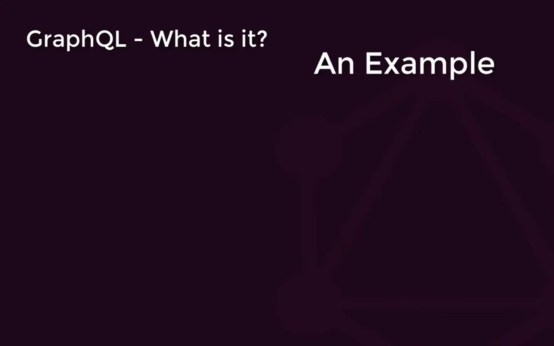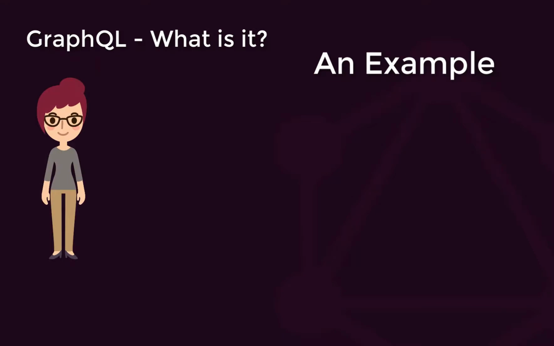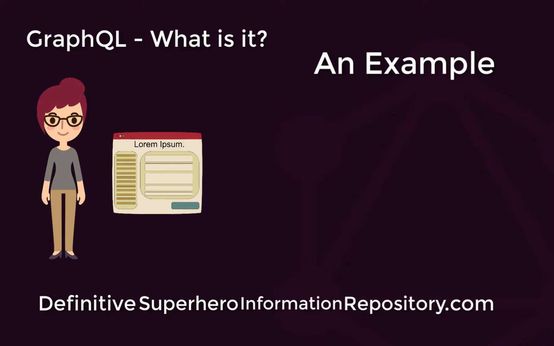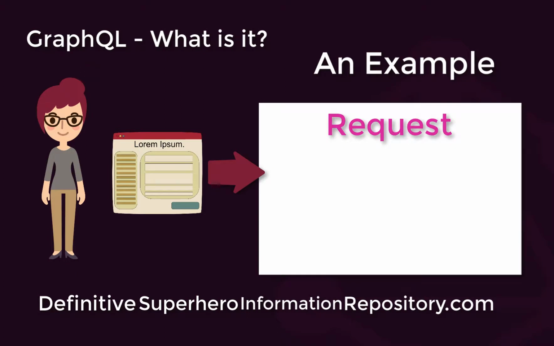Let's take a hypothetical example and see what this looks like. I'm a user that has browsed to the Definitive Superhero Information Repository website. I really want to know the list of names of all the superheroes that the site contains. The website has a button for just such a query. When I click it, a request message will be constructed that describes what I'm asking for. It could look something like this.